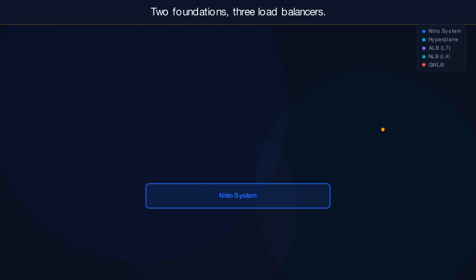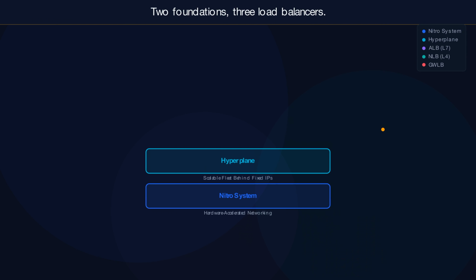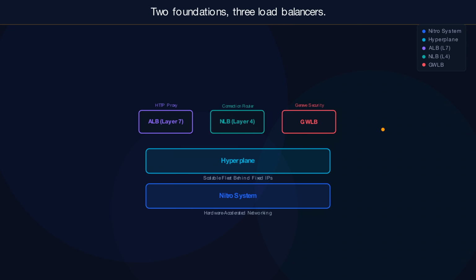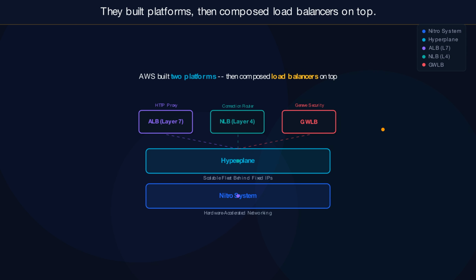Here is the mental model. At the foundation, Nitro provides hardware-accelerated networking. Hyperplane virtualizes that into a scalable fleet behind fixed IPs. ALB sits on top of Nitro as Layer 7 HTTP proxies. NLB sits on Hyperplane as Layer 4 connection routing. And GWLB uses Hyperplane with Geneve encapsulation for transparent security inspection.